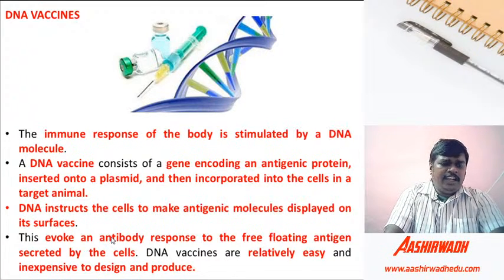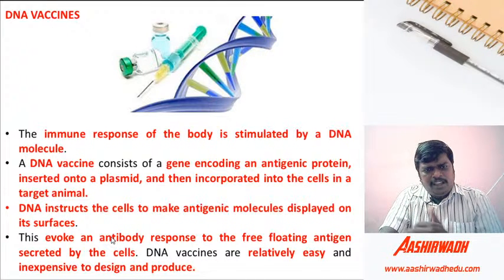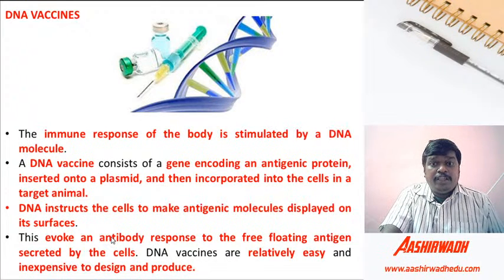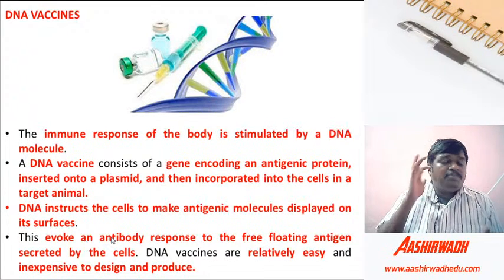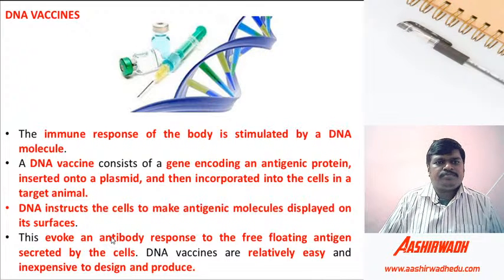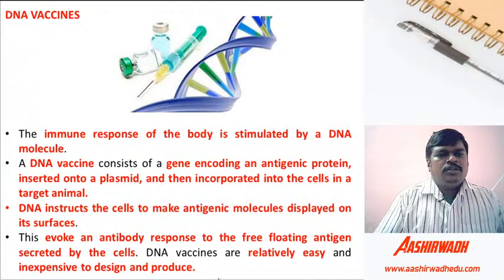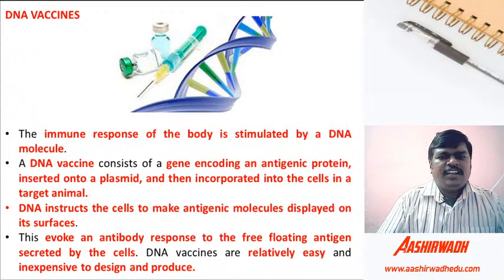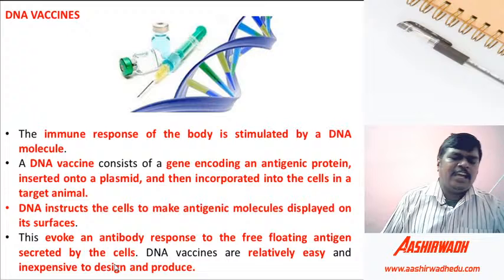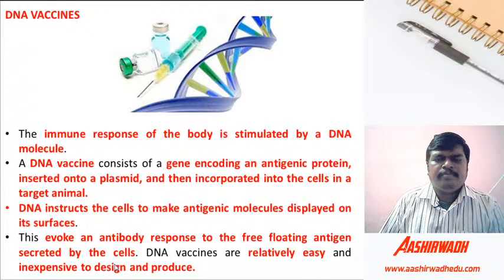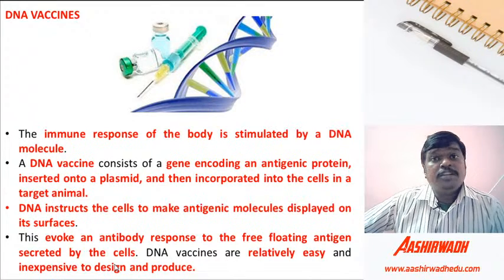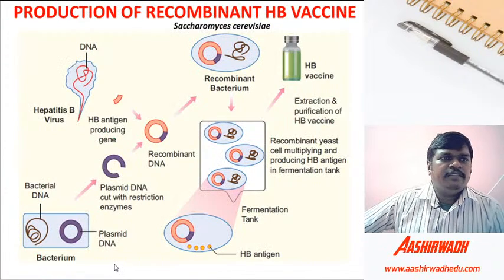This DNA which enters the body gives instructions to make antigenic molecules, so that those antigenic molecules provoke the antibody response within the organism. DNA vaccines are relatively easy and inexpensive to design and produce. Many copies can be produced by using PCR and also by using bioreactors and the downstream process. These are all about DNA vaccines.